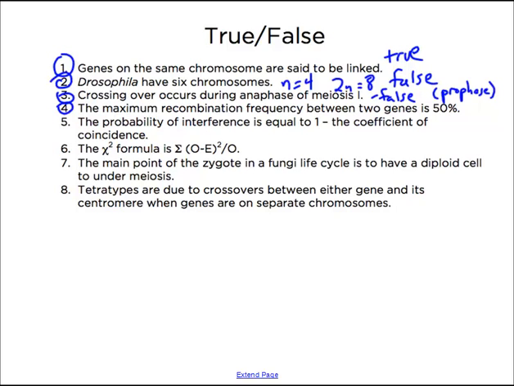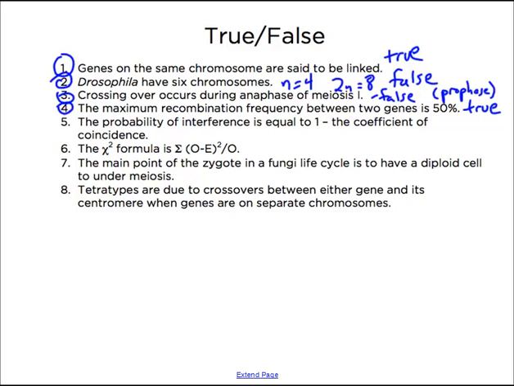Number 4. The maximum recombination frequency between 2 genes is 50%. That's true, and I don't think this is the time to go into a massive explanation about why that is. If you've watched the theory videos, we spent some amount of time explaining why it is. But the quick version is that independent assortment gives you 50% recombinants. So crossing over can never exceed that. 50% is the max, so that is true.